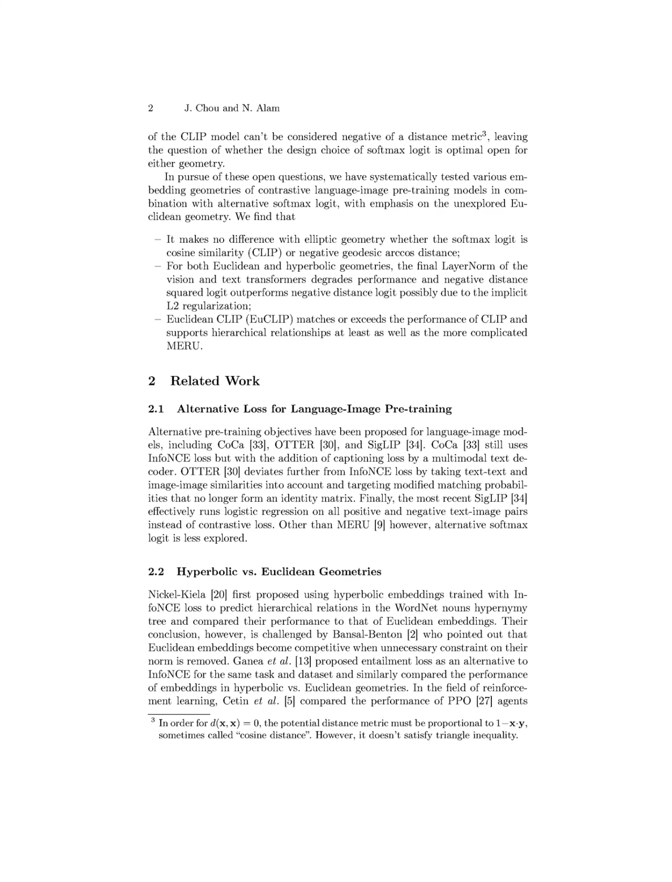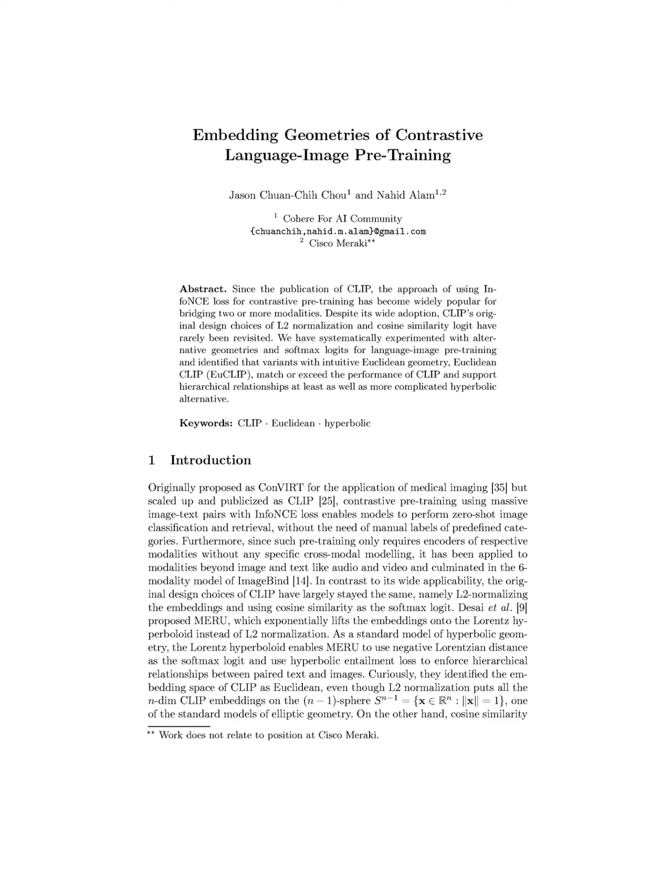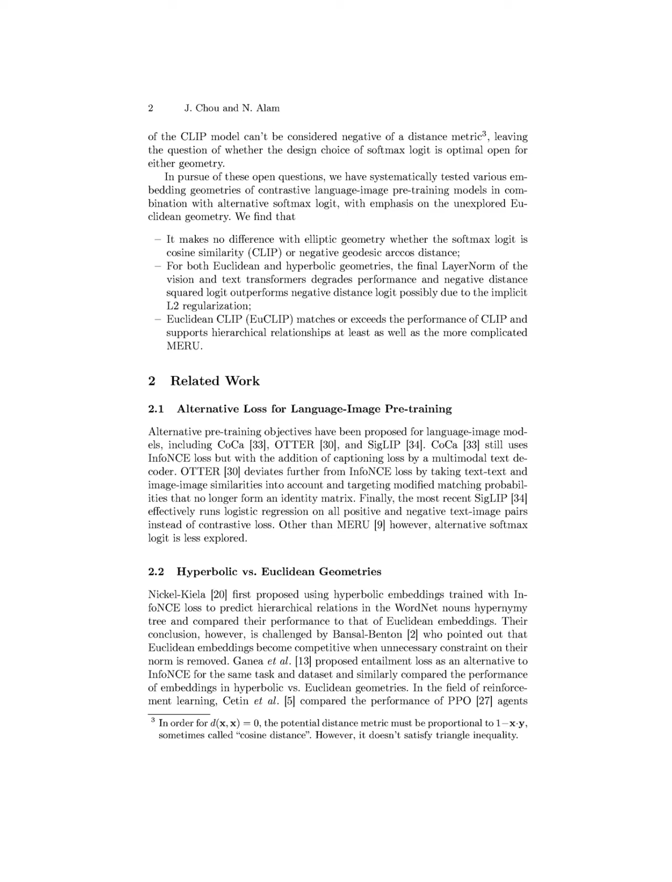The proposed method involves systematically testing various embedding geometries for contrastive language image pre-training models, specifically focusing on modifications to the softmax logit and distance metrics. Initially, the method employs cosine similarity as the softmax logit in the CLIP model, which is linked to the Euclidean geometry of the embeddings. The paper introduces alternative distance metrics, such as negative geodesic arccos distance for elliptic geometry and negative Lorentzian distance for hyperbolic geometry, enhancing the model's ability to capture hierarchical relationships.